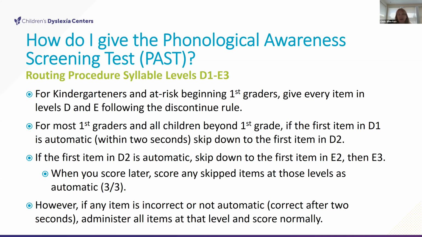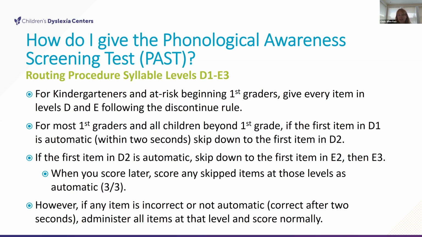So according to David Kilpatrick, for most first graders and all children beyond first grade, if the first item in D1 is automatic, meaning within 2 seconds, skip down to the first item in D2. So for children in second grade and up, I would follow that routing procedure. Give them D1. If they're automatic, skip down and give them the first item in D2. If the first item in D2 is automatic, skip down to the first item in E2. And if that is automatic, you're going to skip down to E3.